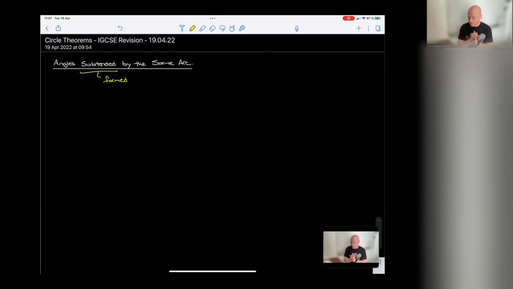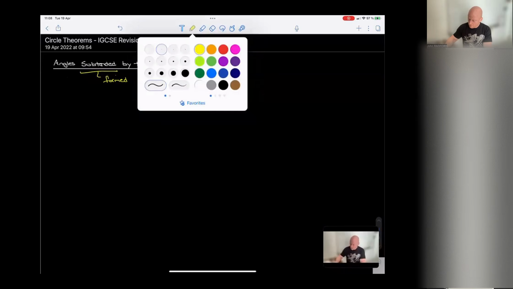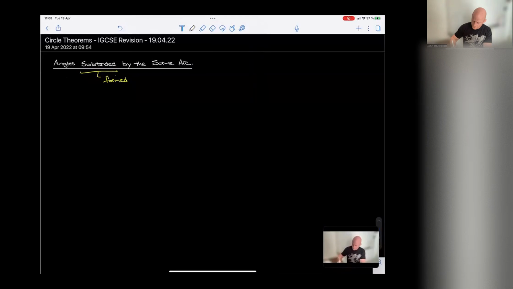Perfect. Okay, now here's the deal. Before actually giving you the two theorems, the first thing I want to do is get a bit of terminology out of the way and make sure that you all understand what is meant by arc and what is meant by subtended or formed. So here I've got a circle. You can see I've placed the center there.